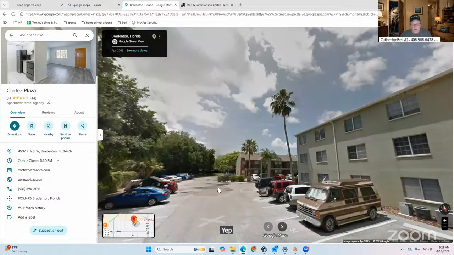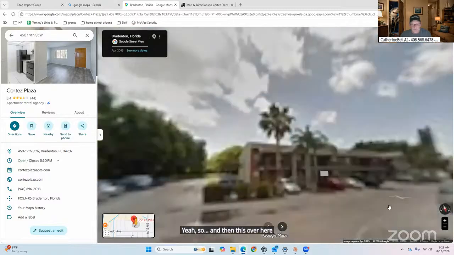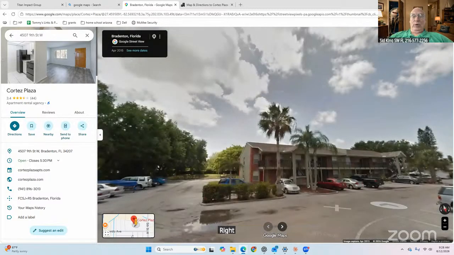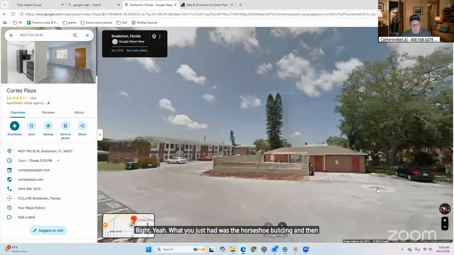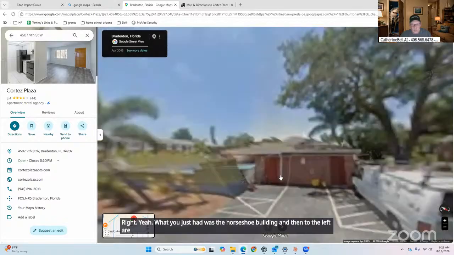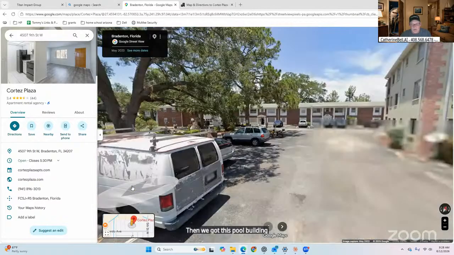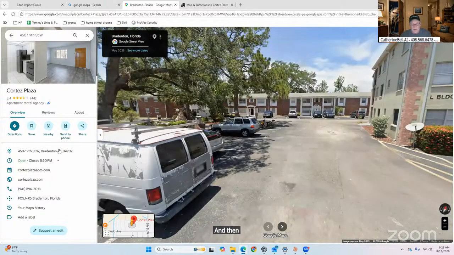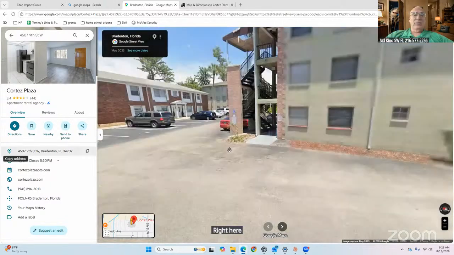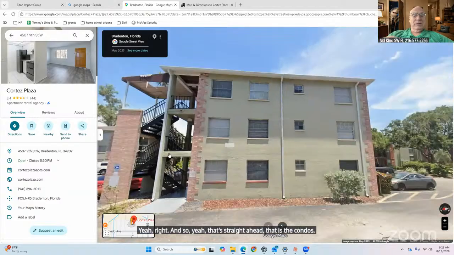So, and then this over here, these are as well. What you just had was the horseshoe building, and to the left are... And then we got this pool building here, right? And straight ahead, that is the condos, right? So this is the condos.